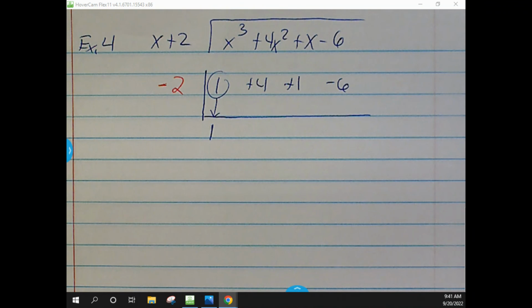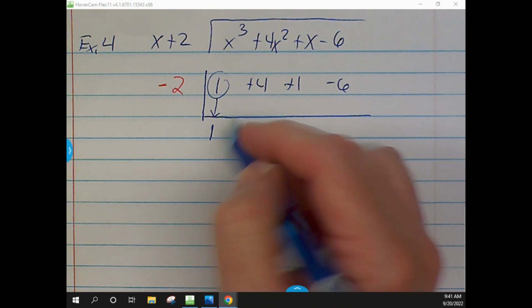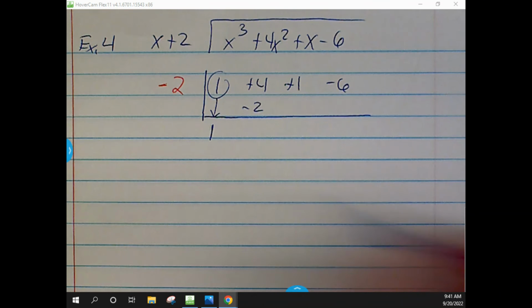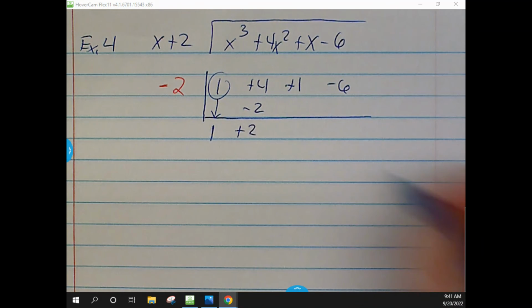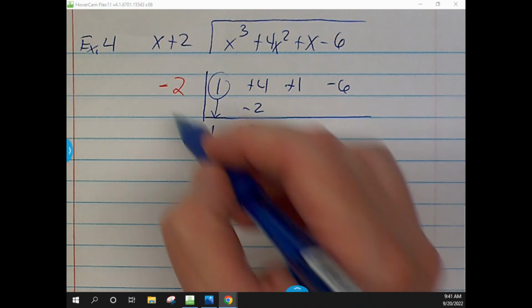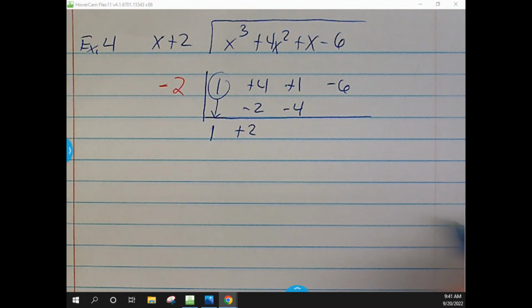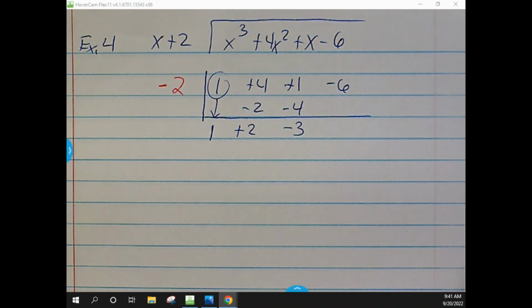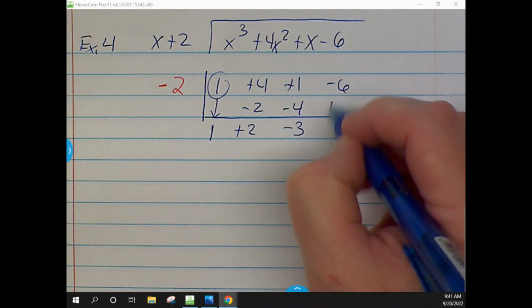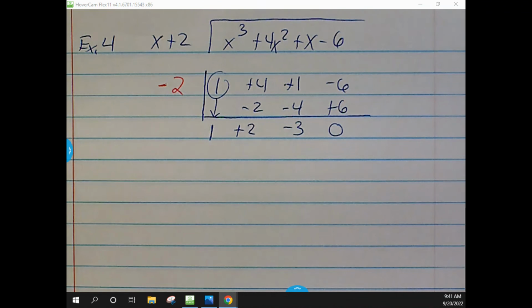All right, again, first number doesn't change, just bring it down. So it's negative 2 times 1, which is negative 2. 4 minus 2 is a positive 2. Negative 2 times 2 is a negative 4. 1 minus 4 is negative 3. Negative 2 times negative 3 is a positive 6, which means that's a 0.